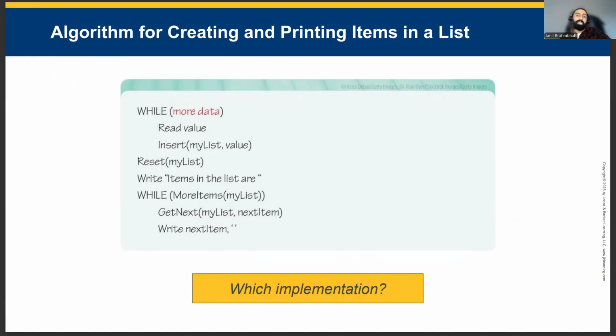Here's an algorithm for creating and printing a list. The question asks which implementation is intended. The algorithm shown works regardless of whether the list is array-based or linked. This is the power of abstract data types. Algorithms written at the logical level don't care about underlying storage, whether the items are in contiguous memory or linked nodes. The list's abstract operations hide those details, allowing the same logic to apply anywhere.